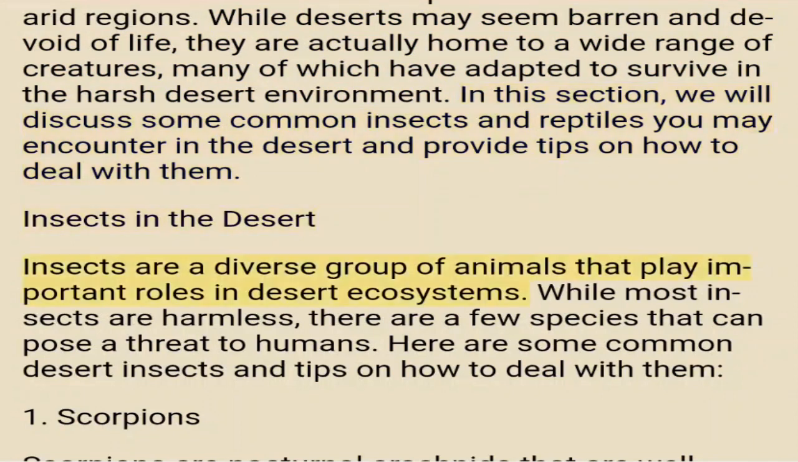Insects in the desert. Insects are a diverse group of animals that play important roles in desert ecosystems. While most insects are harmless, there are a few species that can pose a threat to humans. Here are some common desert insects and tips on how to deal with them.